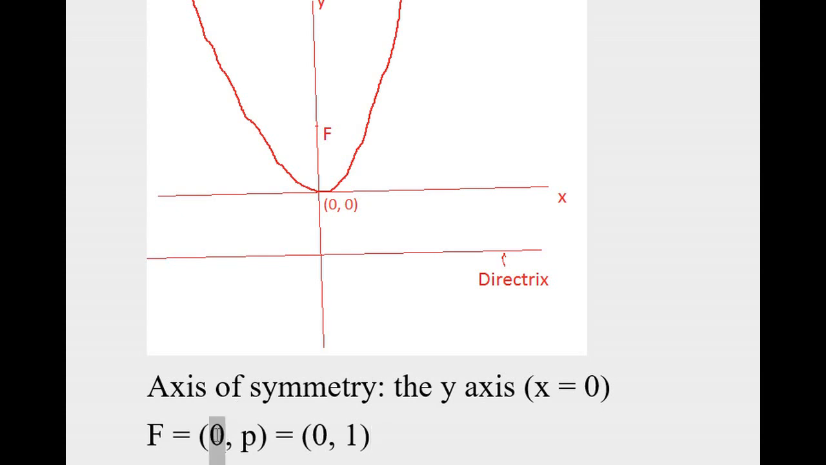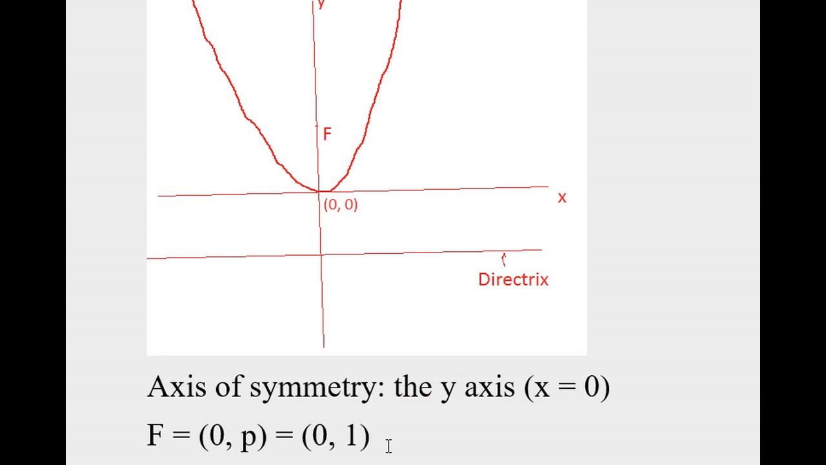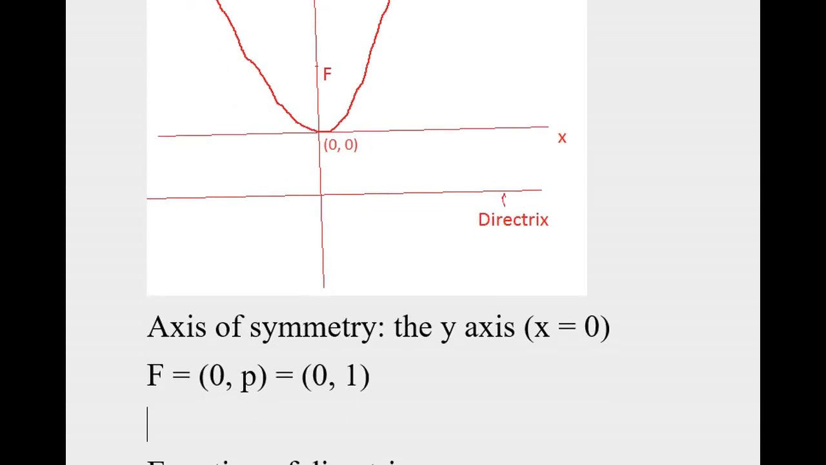Focus. Focus is on the axis of symmetry, which is the y-axis. For all points on y-axis, x coordinate is 0. So we write the x coordinate of the focus as 0. What will be the y coordinate? Focus is at a distance p above the origin, as you can see here. So the y coordinate will be 0 plus p, that is p. Substitute the value of p. We get the coordinates of the focus as 0 and 1.